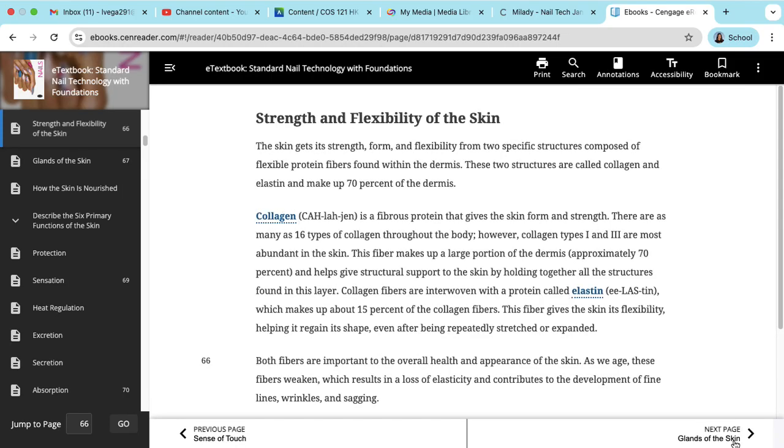Strength and flexibility of the skin. The skin gets its strength, form, and flexibility from two specific structures composed of flexible protein fibers found within the dermis. The two structures are called collagen and elastin and make up to 70% of the dermis.